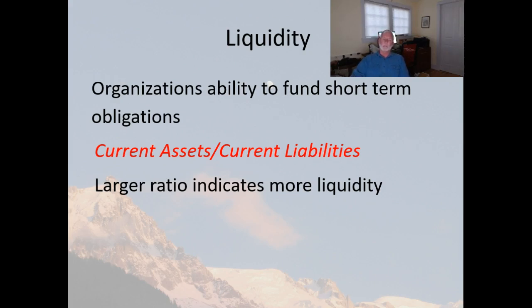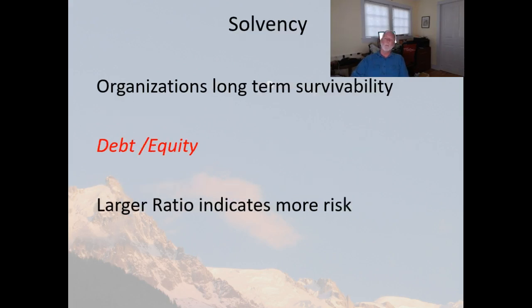So liquidity is one measure, and then solvency is the other. And the primary measurement for solvency, once again, you've already seen this, is all of my debt, everything I owe, divided by all of my equity. And this is used to measure the solvency of an organization, which is its long-term survivability. The larger the ratio, the more risk there is. So if I have a lot more debt than equity, I'm in a higher risk position than if I have a smaller amount of debt relative to equity.